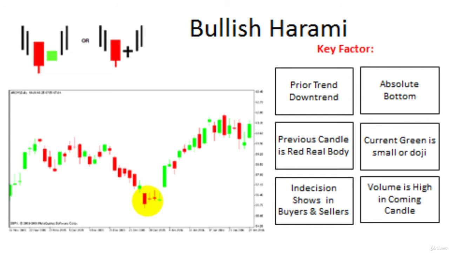As you see the sample chart on your screen, there is a prior downtrend, and at the absolute bottom a big red candle creates a low, and the next candle looks like a doji. This clearly shows a reversal pattern. While finalizing the bullish Harami pattern, we consider the important key factors. The prior trend is considered to be a downtrend. This pattern will be found at the absolute bottom.